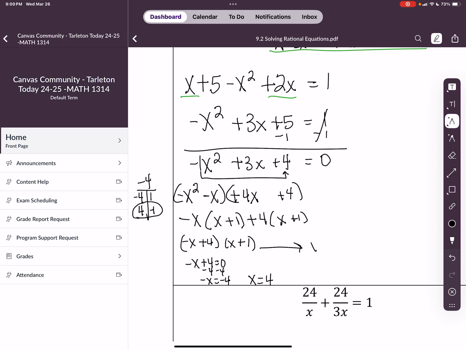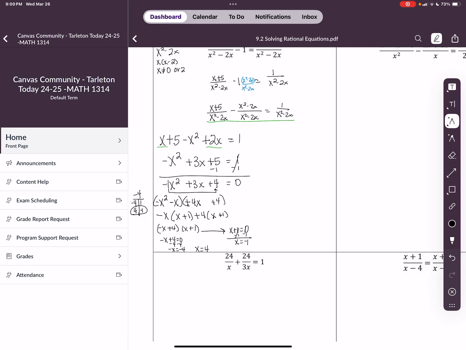I'm doing this one over here. X plus 1 equals 0. Minus 1 minus 1. So that means x equals -1. Now refer back to what your domain restriction was. It said that x couldn't equal 0 or 2. So because neither one of these solutions are 0 or 2, those would be your solutions there.